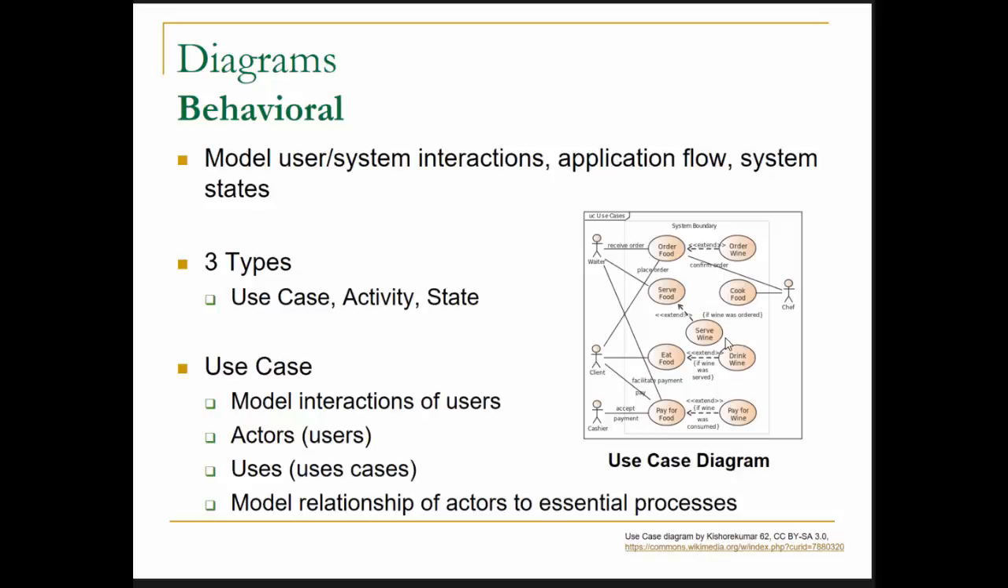Our example here is a use case diagram, and in this visual diagram, the stick figures are the actors, and the uses here are use cases. Here are the different uses, and the idea is to model at a high level the interaction between the users and the system. So who are the actors in this particular example? We have a waiter, a client, a cashier, and a chef.